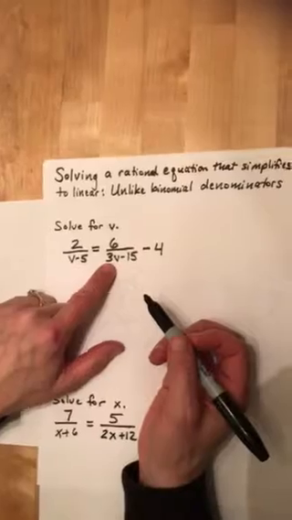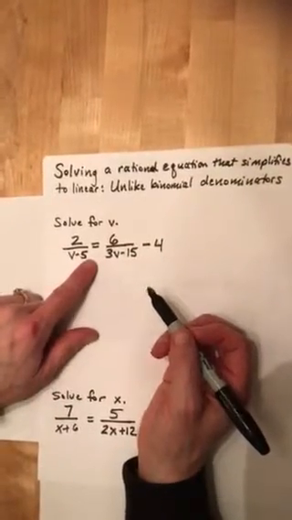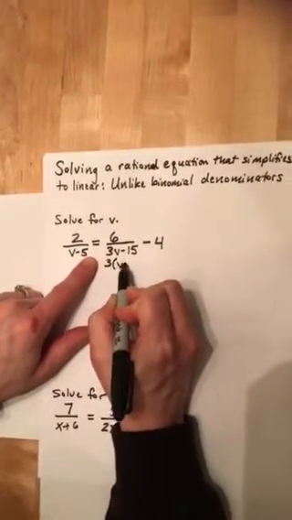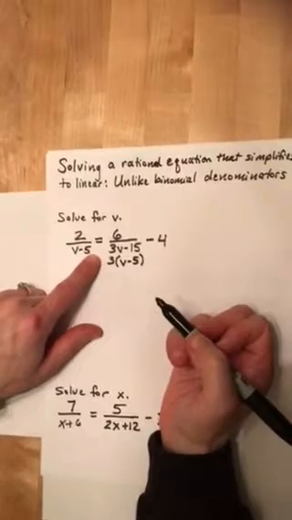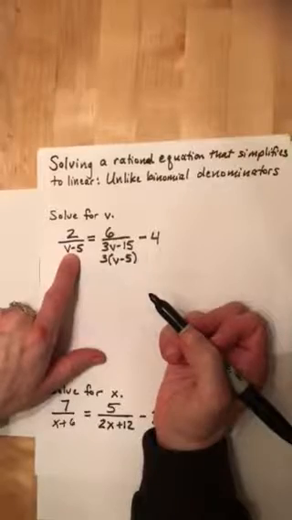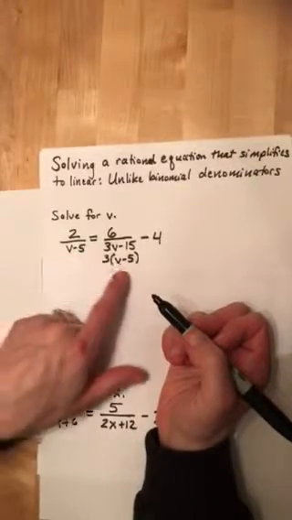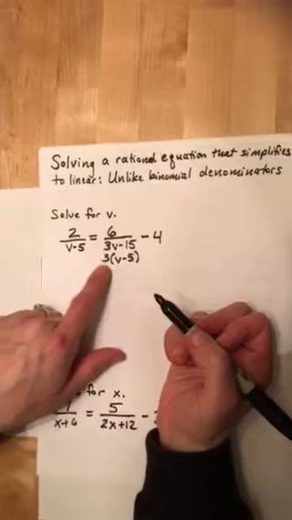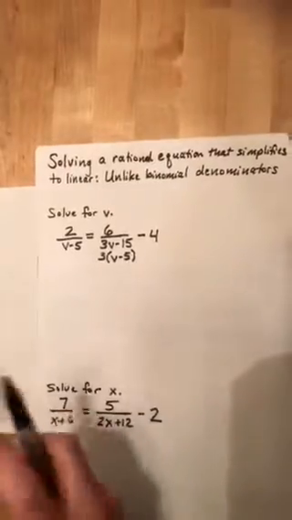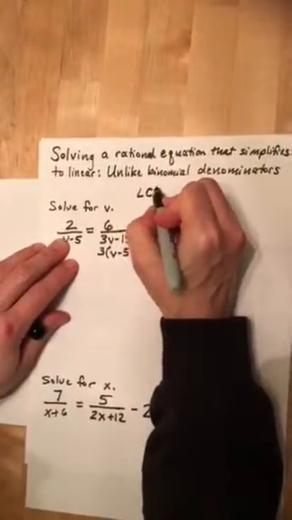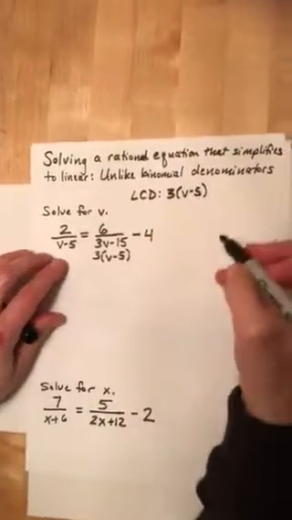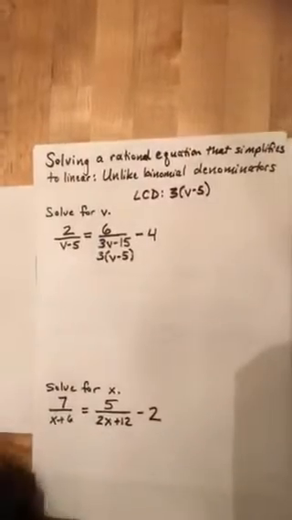I noticed that 3v and 15 could both divide by 3, and so let's factor that into 3 times the quantity v minus 5. And then I see that this v minus 5 and this v minus 5 are in common. And so to have a common denominator between these two, 3 times v minus 5 would encompass both of those denominators. So here's what I plan to do. My least common denominator in this case is 3 times v minus 5. So I'm going to multiply every term by that least common denominator.